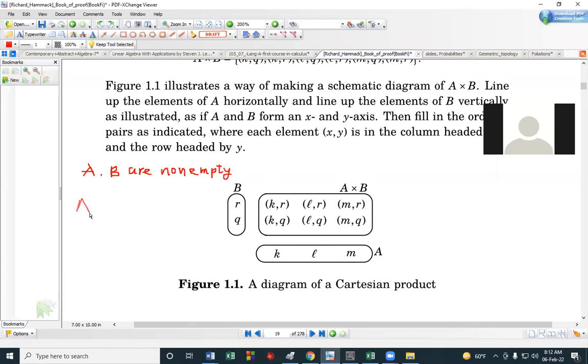So then A cross B is the set of all ordered pairs such that X is an element of A and Y is an element of B.